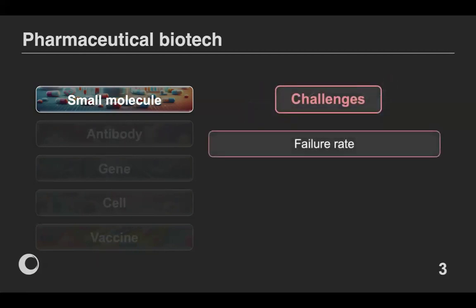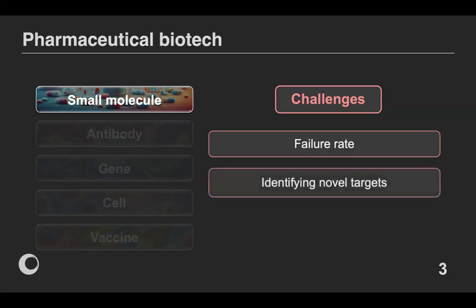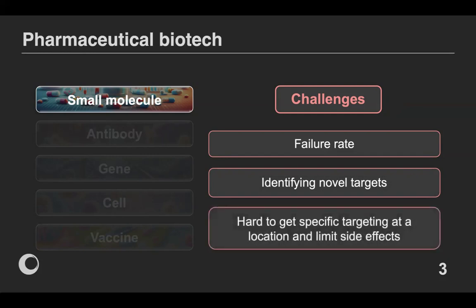Some of the challenges here: one is the high failure rate of developing these drugs, and this is mainly because it's highly unpredictable how these molecules are going to actually behave within the patient during clinical trials. The second is identifying novel targets, and this is mainly because this industry has been around for such a long period of time that it can be really hard to identify new targets to go after. And the third is that it can be very hard to get specific targeting at a particular location and limit the side effects. Oftentimes these small molecules will interact with your target cell, but also interact with other cells within the body and induce some undesired effects.